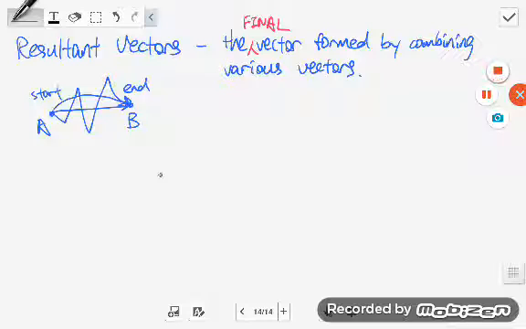So for example, let's start with 2D again. Okay, so I'm gonna make my X and Y axis. All right, so let's say today I have a point here, this is my A, and I have a point here, this is my B, right? And I want to get from point A to point B.